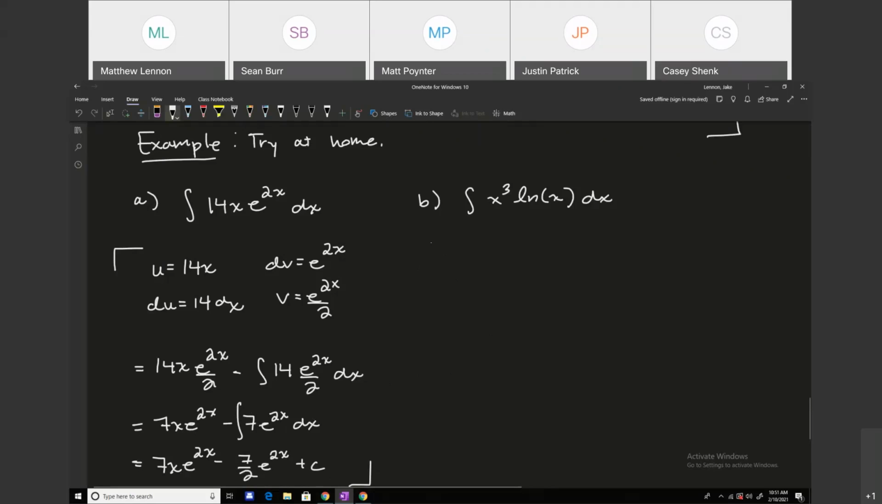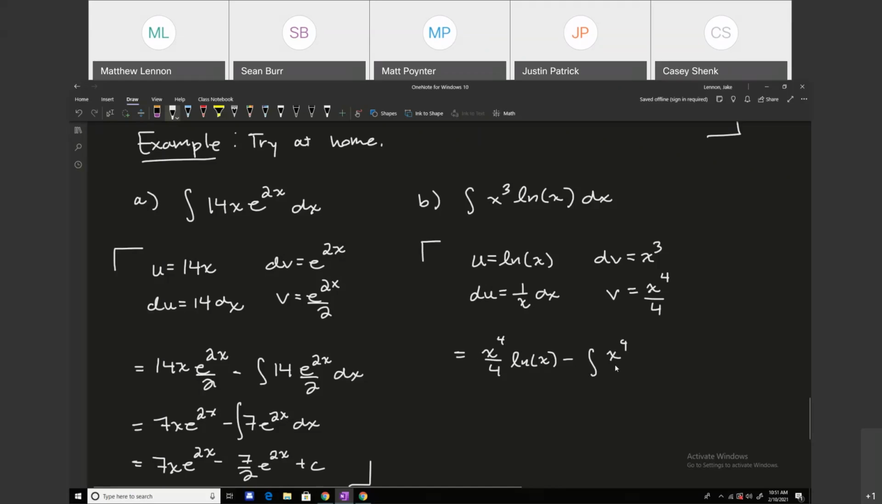B, again, going to be pretty similar, but here the choice of u is going to be the opposite, right? Our polynomial part x cubed is going to be dv in this problem. So u is the natural log of x, dv is x cubed. So du is just 1 over x dx. And v is x to the 4th over 4. So we end up with u times v, so x to the 4th over 4 times the natural log of x, minus the integral of v times du.